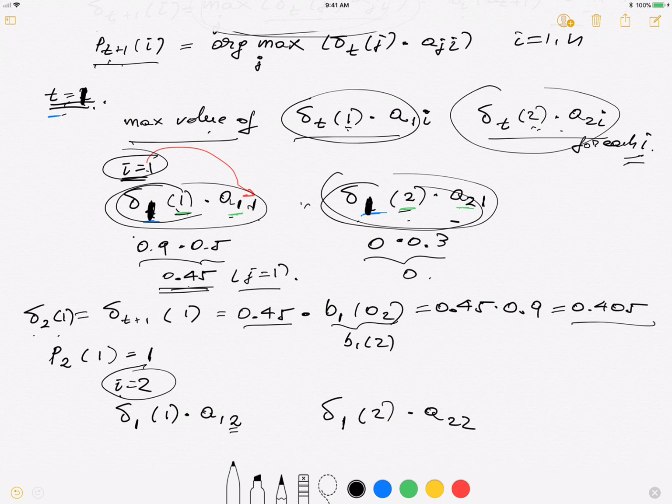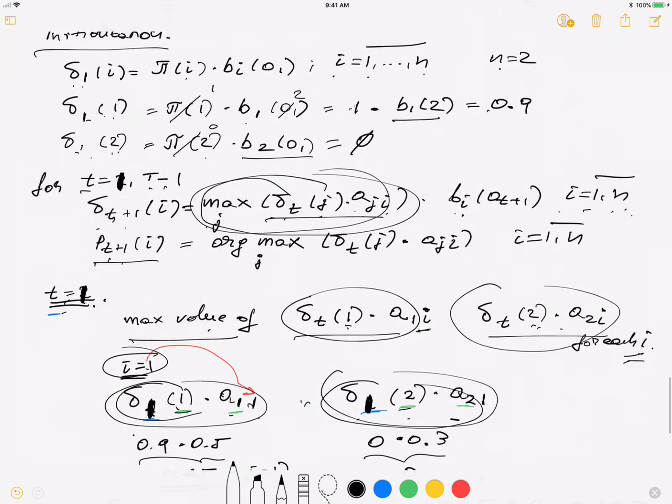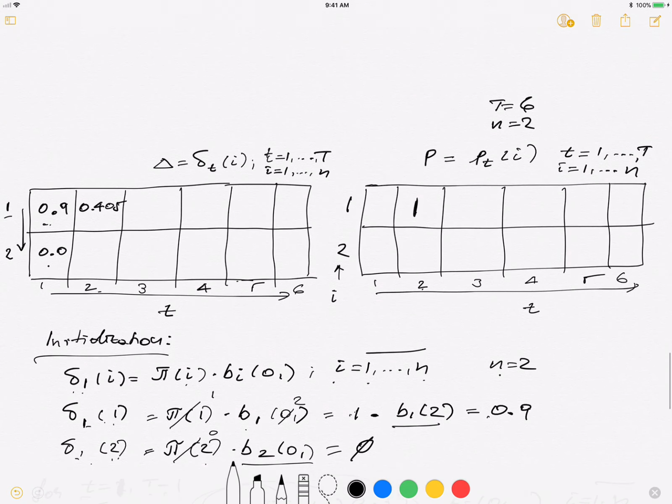Why? Because this index indicates t, which was 1. This index will vary. It can be either 1 or 2. We will find for which j this value is larger. And this index here indicates I. So we need to calculate these two. Okay. Delta 1 1 is 0.9.